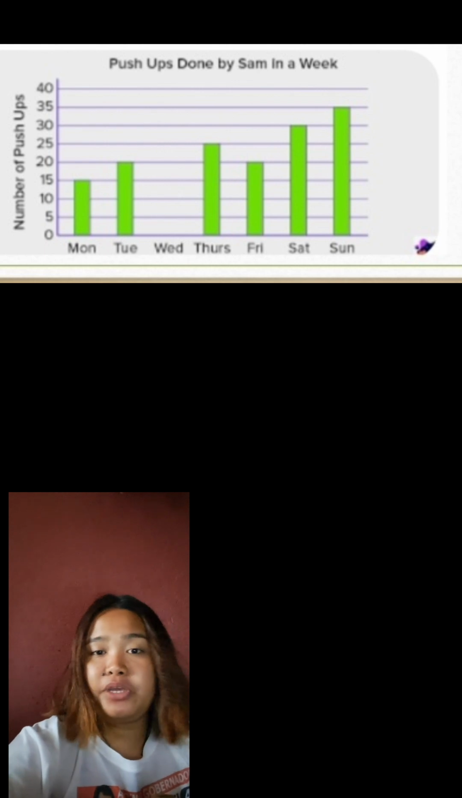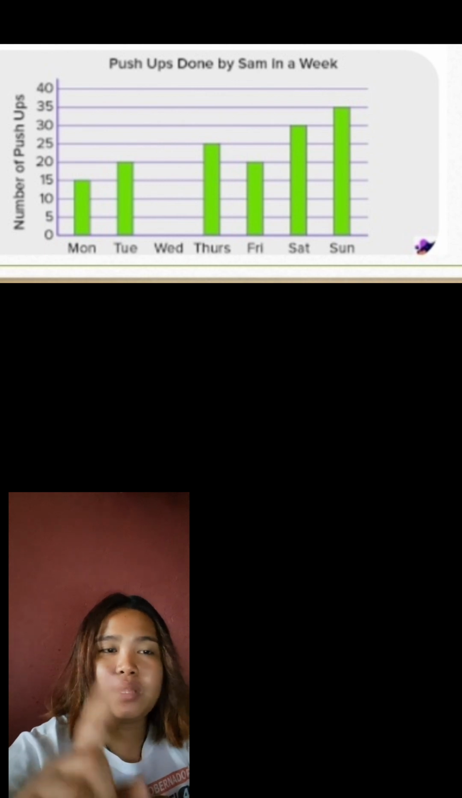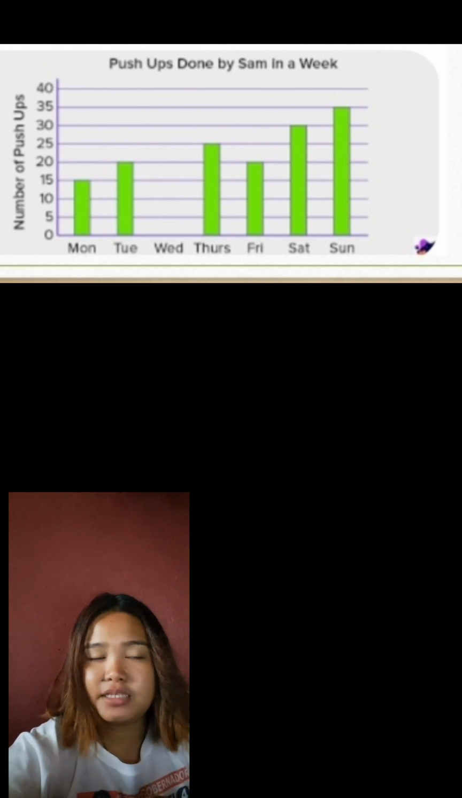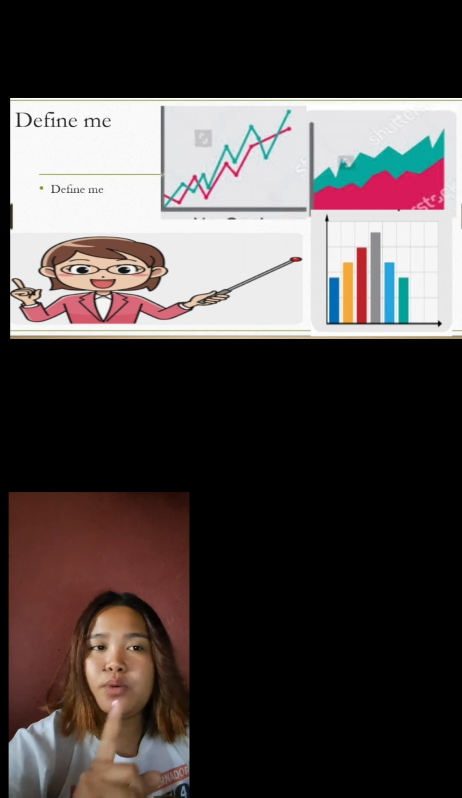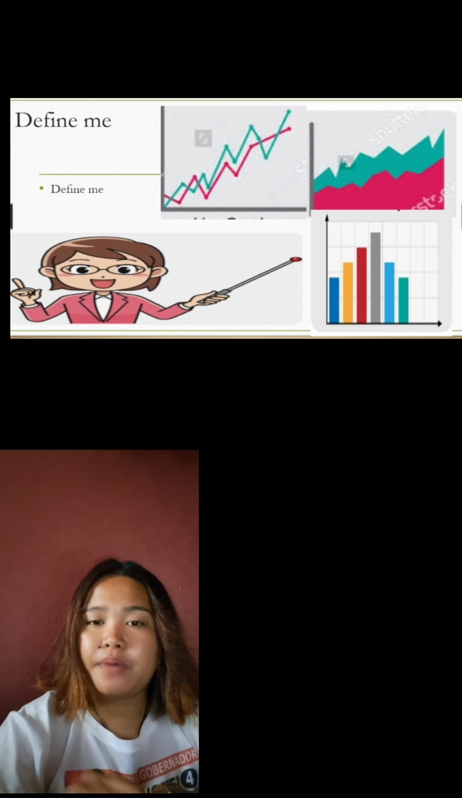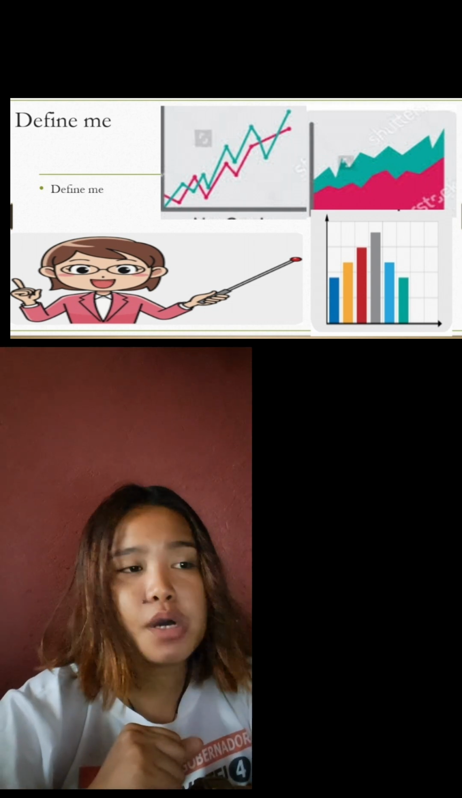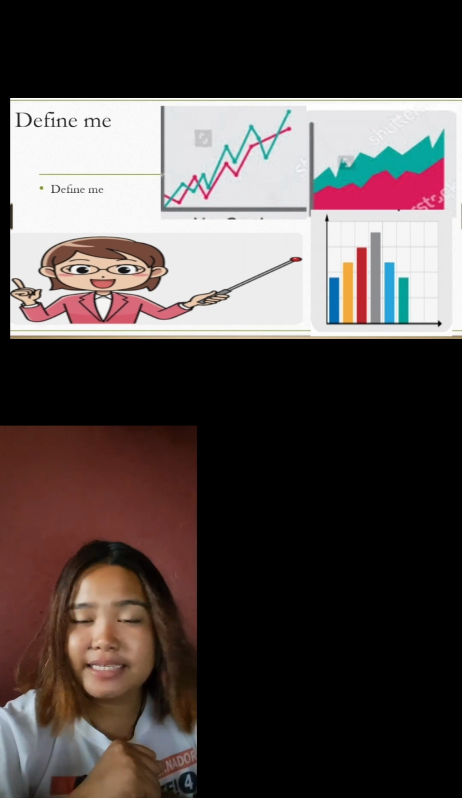So I also have a picture provided here. The best thing to do is to identify what kind of graph it is. In picture 1, what kind of graph is it? Yes, it is a line graph. How about picture 2? Yes, it is a stacked line graph. How about picture 3? Yes, it is a bar graph.